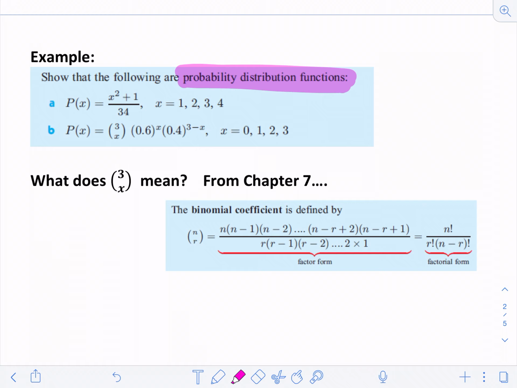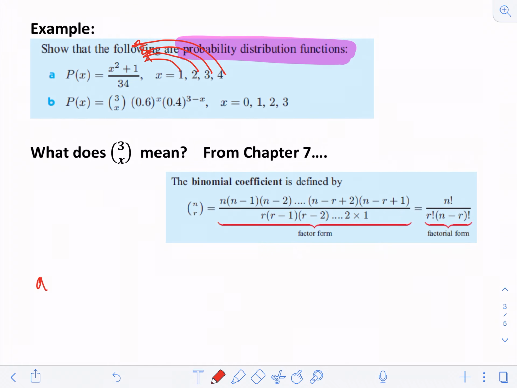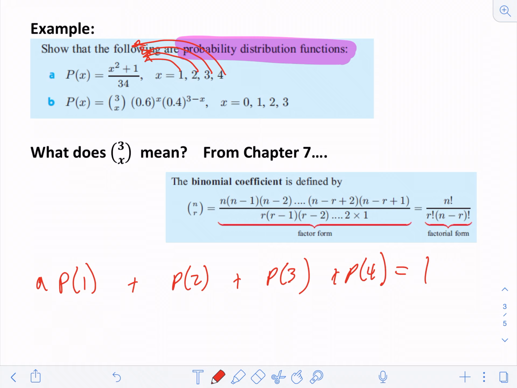So if we wanted to show that these are probability distribution functions, what does that mean? So for this first one, that means if I plug in 1 for x, and then I plug in 2, and then I plug in 3, and then I plug in 4, I'm going to get 4 different values, right? If this is a probability distribution function, then for letter A, the probability of 1, plus the probability of 2, plus the probability of 3, plus the probability of 4, they should all equal 1 when I add them all up, right?